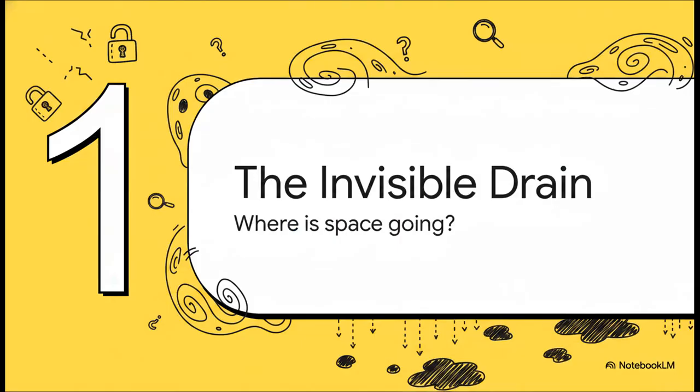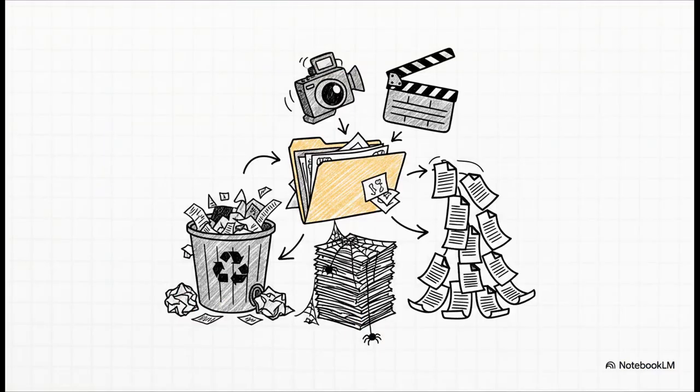Section 1. The invisible storage drain. Where exactly is all that space going? Well, the culprits of this storage bloat are usually hiding right there in plain sight. We're talking about large, unmanaged folders, massive media files like raw video recordings or high-res images, and old project documents that really should have been archived years ago.